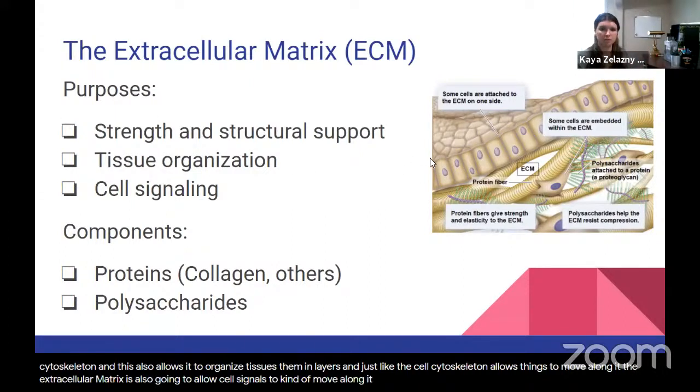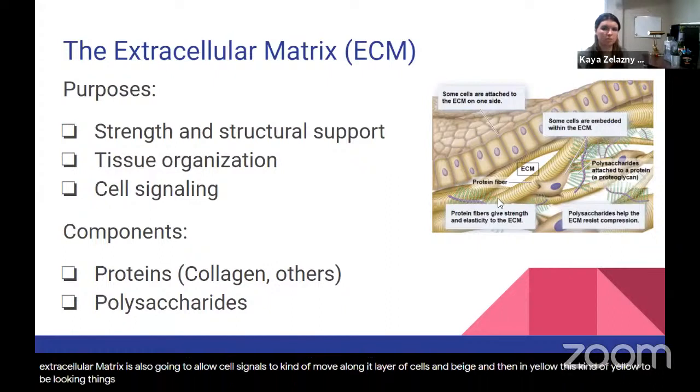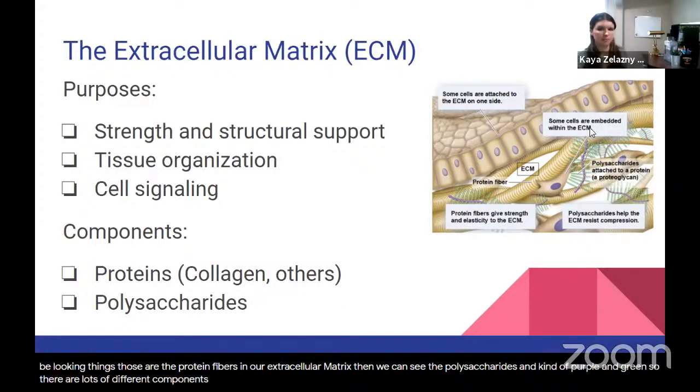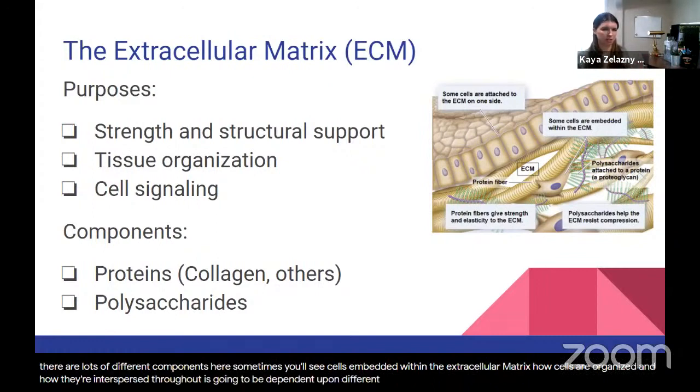Okay, so here we see a layer of cells in beige, and then in yellow, these kind of yellow tubey looking things. Those are the protein fibers in our extracellular matrix. And then we can see the polysaccharides in kind of purple and green. So there are lots of different components here. Sometimes we'll see cells embedded within the extracellular matrix. How cells are organized and how they're interspersed throughout is going to be dependent upon different tissue types, which we'll talk about in A&P.